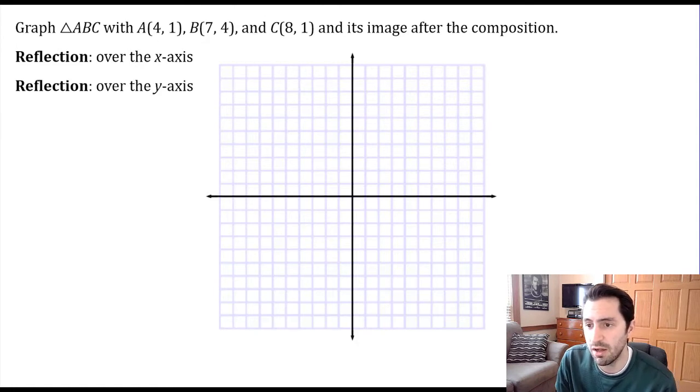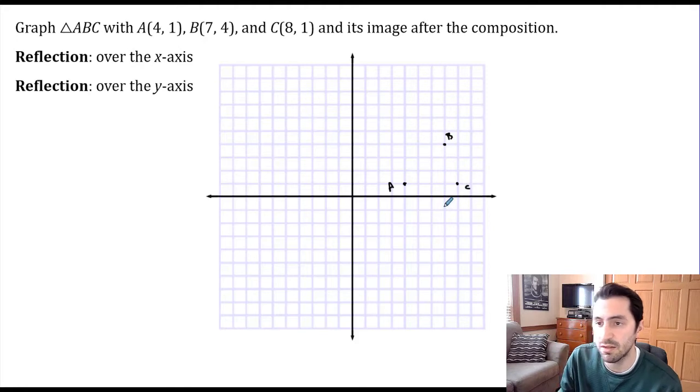Again, let's start by graphing the triangle. A was 4, 1. And then B was 7, 4. And C was 8, 1. So we have A, B, and C, and I will connect these together to form the triangle. All right. So here's our triangle.